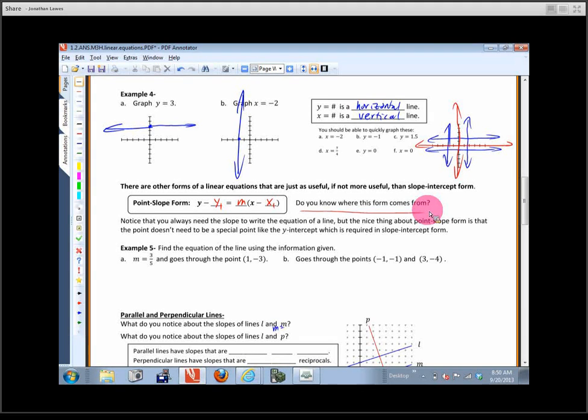All right, get done with 1.1. Get started with a couple of things on 1.2. If you see something on parallel or perpendicular lines, haven't got there yet. If you know how to do it and want to do it, that's just fine.